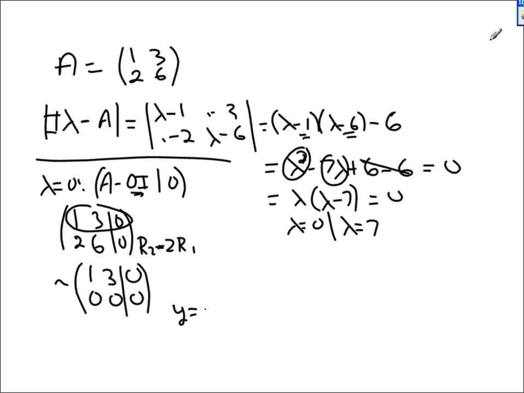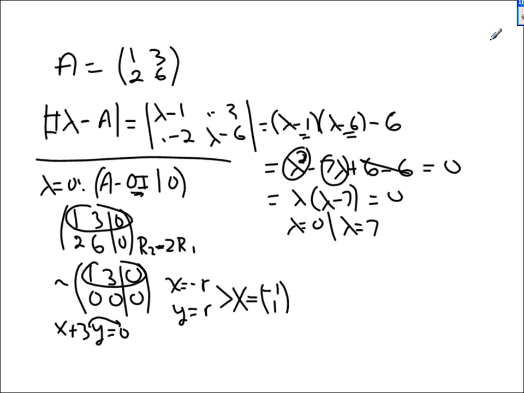Y can be any real number. X plus 3y is 0. Bring over the 3y, you get x is negative 3y, for y is r. Letting r be 1, we get that. You can let r be 11 if you prefer, or negative 1, or 2/3. But let it be 1, it's friendlier. So, we found the first eigenvector.